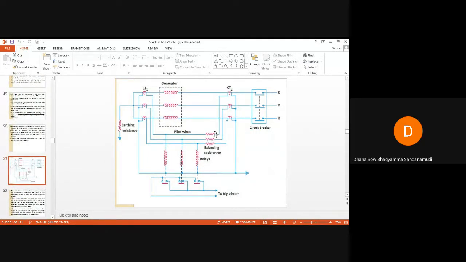This can be achieved by inserting the balancing resistors in series with the pilot wires, to shift the equipotential point nearer to the main circuit breaker. So if we place these balancing resistors, it will shift the equipotential point nearer to the circuit breaker.